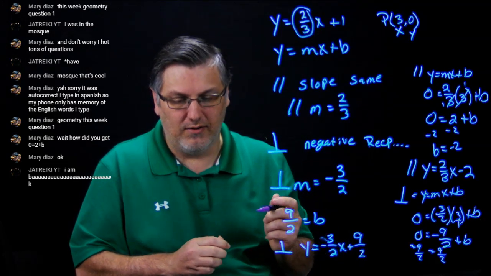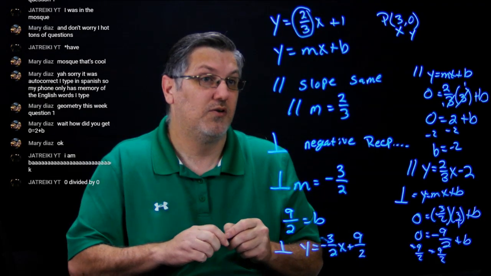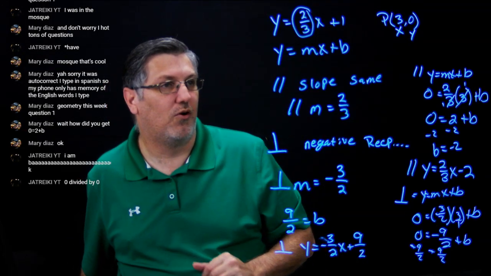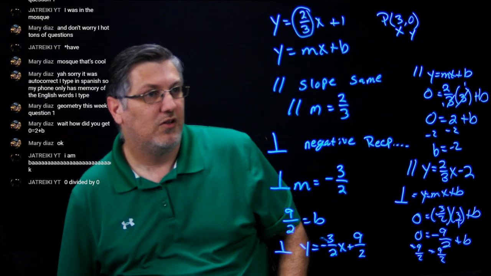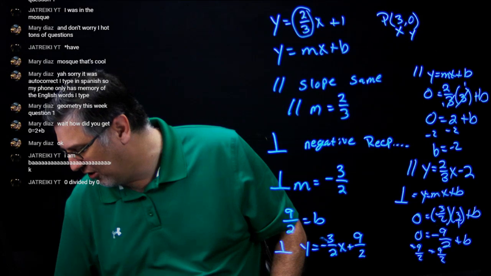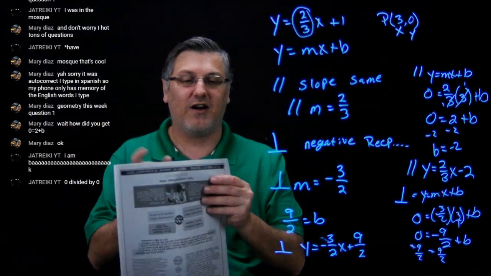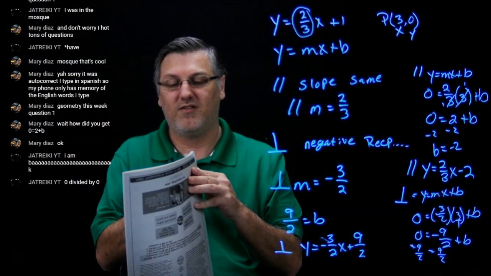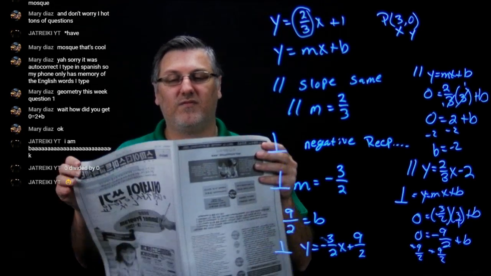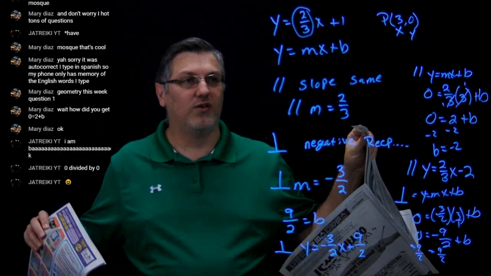So that's actually how you do every one of these problems. That is how you do every last one of these problems. They're all exactly the same. And no, Jad, 0 divided by 0, no, that's an indeterminate form, and you learn how to deal with that in calculus. Those are special forms.